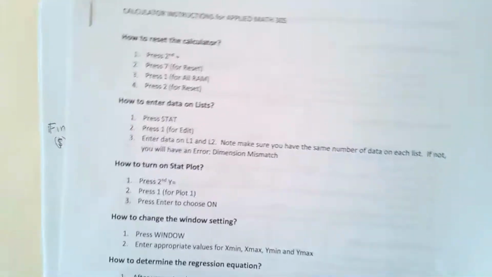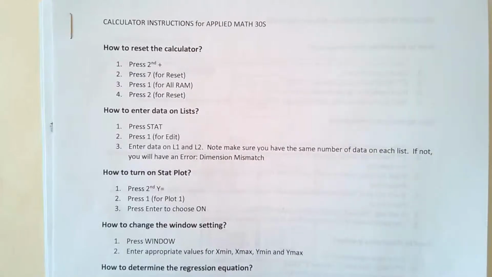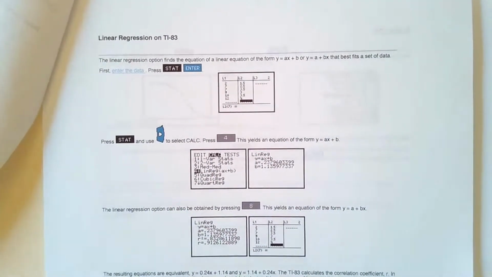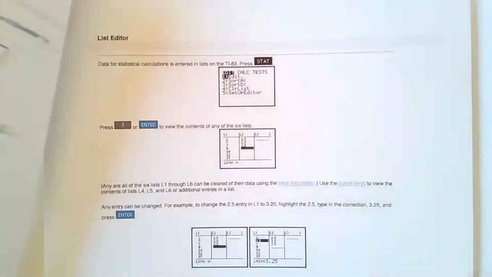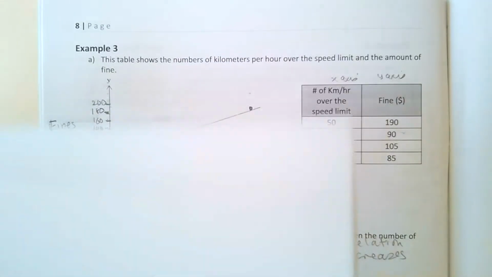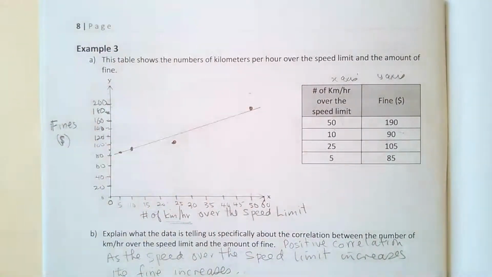And the sheet would look like this here. It's how to reset the calculator. It gives you step-by-step instruction. There's also another sheet on what a graphing calculator will look like on the screen. Also, I posted a video on how to use the graphing calculator.